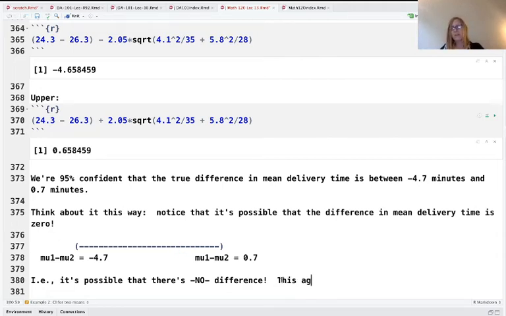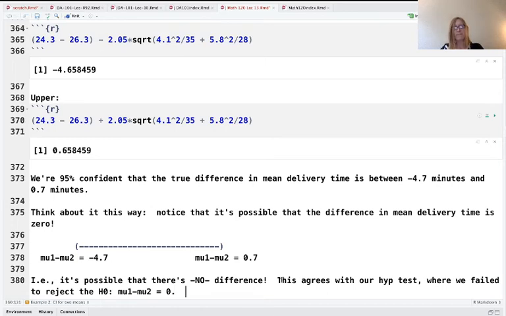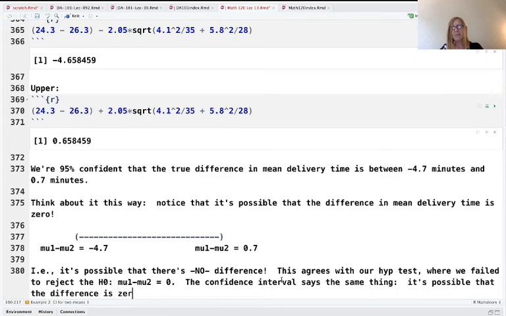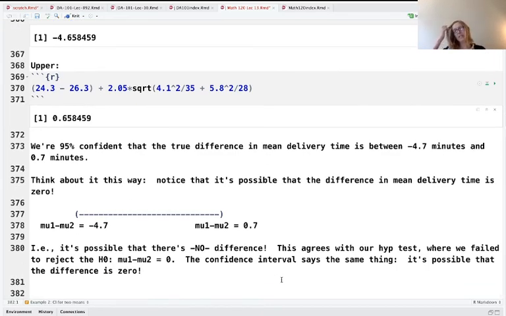This agrees with our hypothesis test, where we failed to reject the H naught, that mu1 minus mu2 is equal to 0. The confidence interval says the same thing. It's possible that the difference is 0. I think that's really interesting. That's the first time we've really thought about that in this class. Confidence intervals and hypothesis tests are actually just two different versions of the same technique.